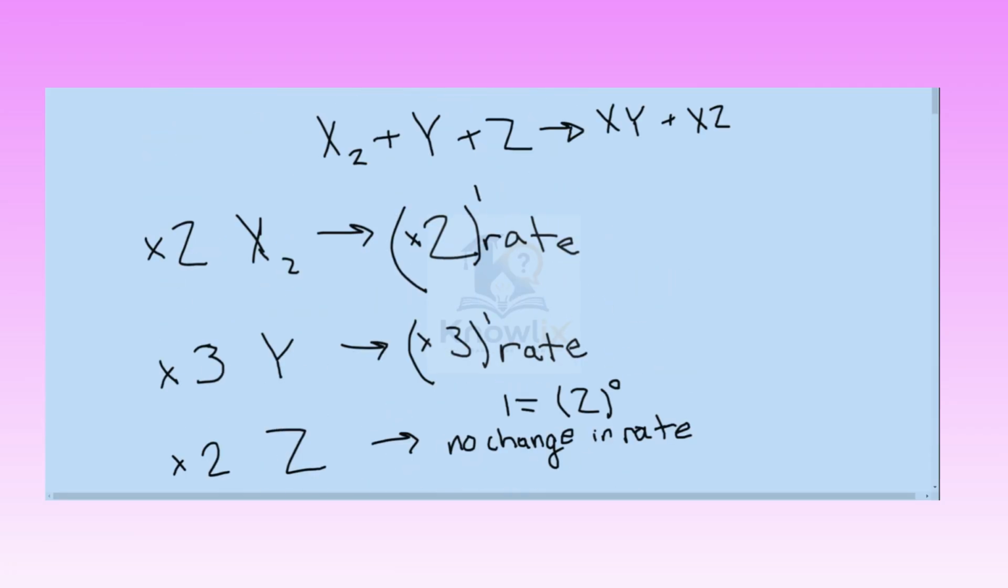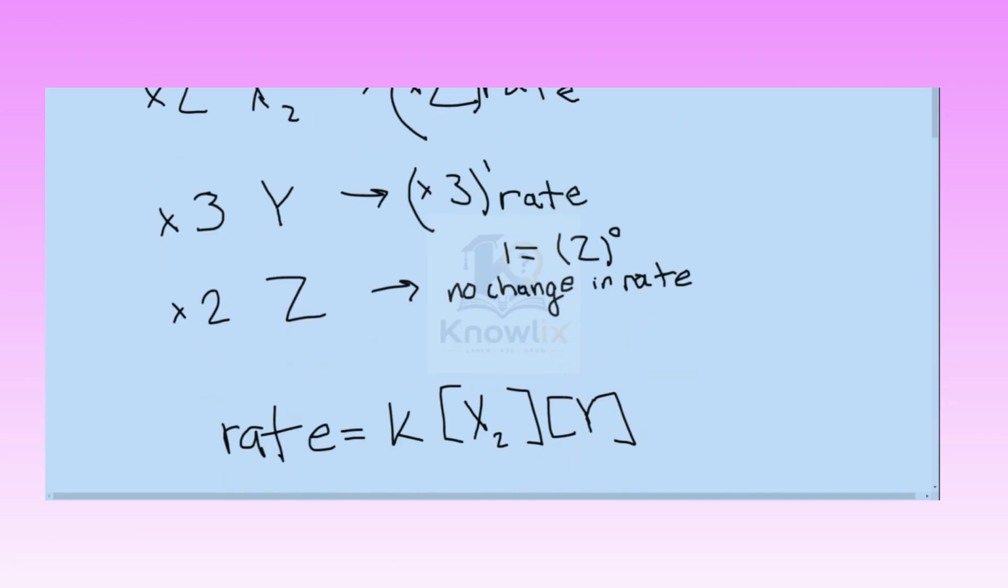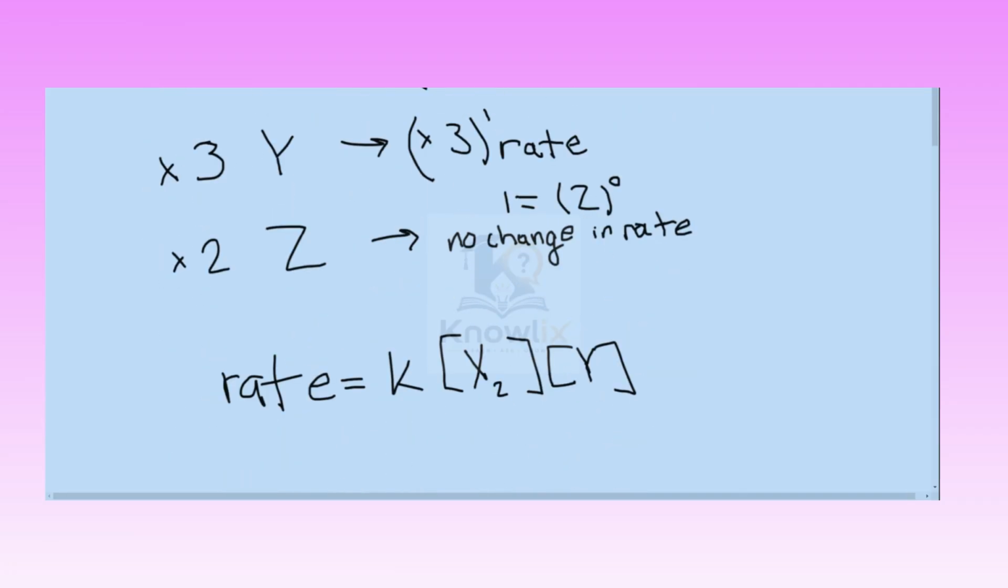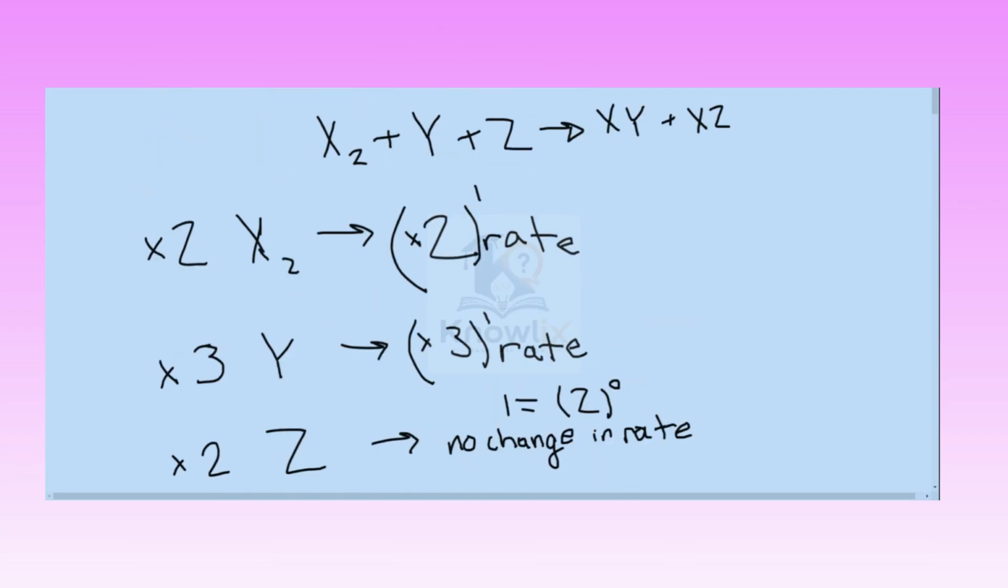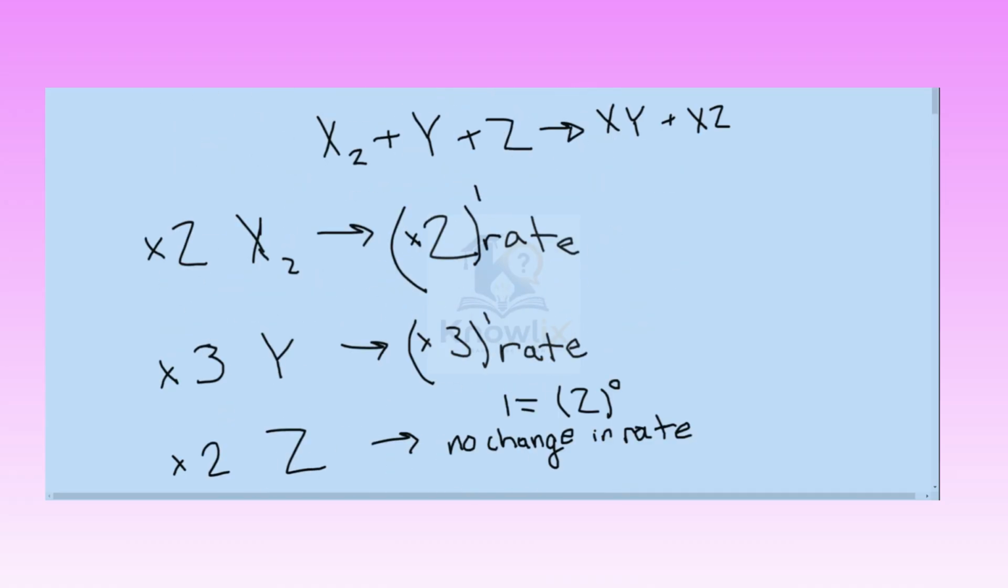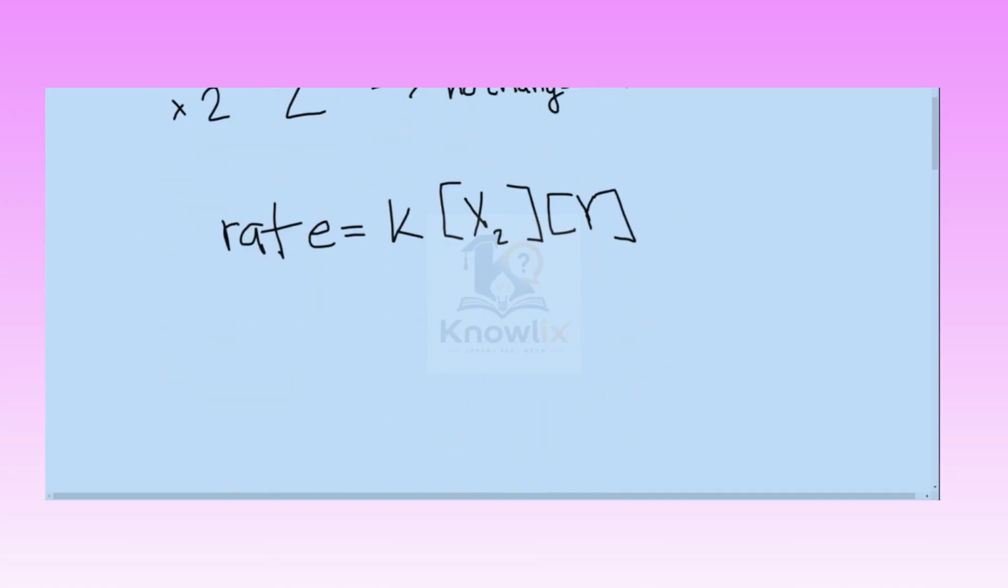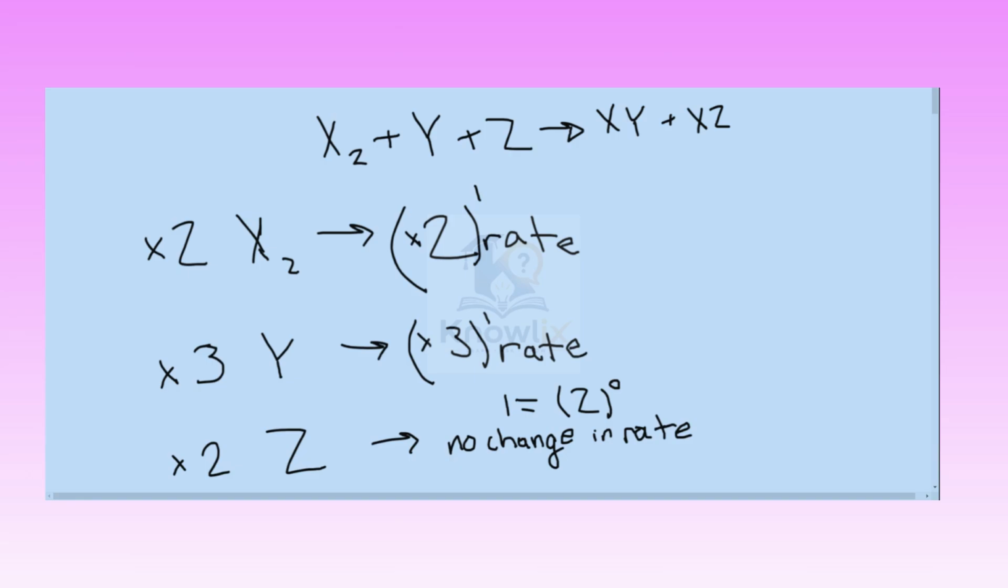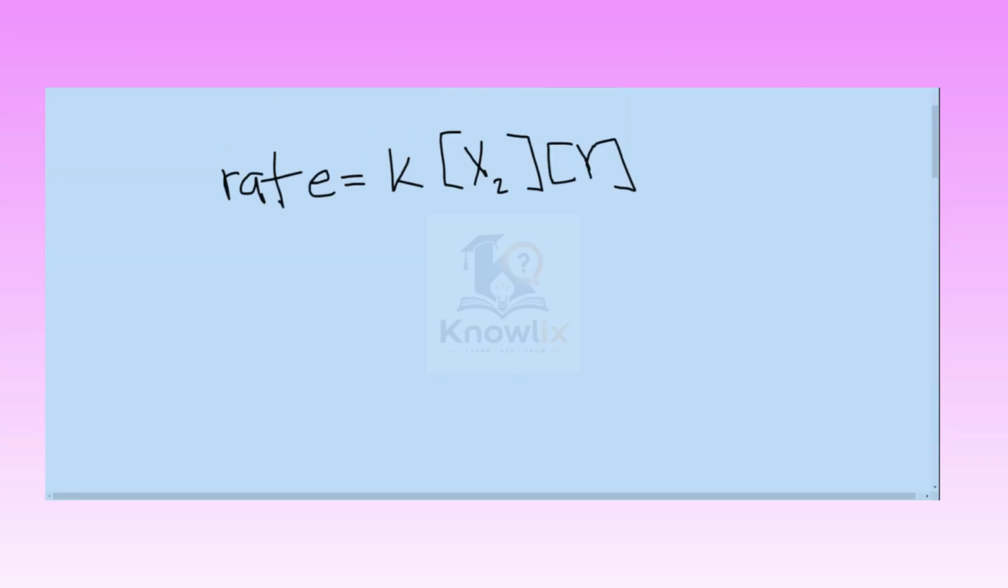But why isn't Z part of this rate law? Well, it just means that Z isn't a part of the rate determining step. So why don't we try to write a mechanism for this? Given our rate law here, that means that the slow step would involve the diatomic X colliding with one molecule of Y.